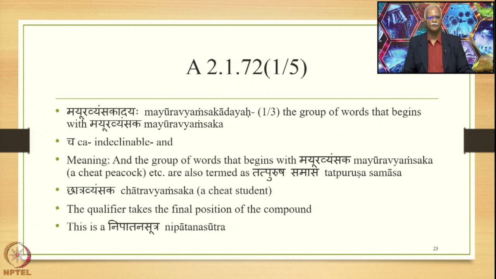The other example of this kind is Chhatra Vyamsaka, a cheat student. Now the point is that in Mayura Vyamsaka and Chhatra Vyamsaka, the two words both refer to one and the same entity. Even though they mean something different, they are referring to one and the same entity. So there is co-referentiality between the two. So there is semantic relatedness. Now Mayura is the Visheshya and Vyamsaka is the Visheshana.